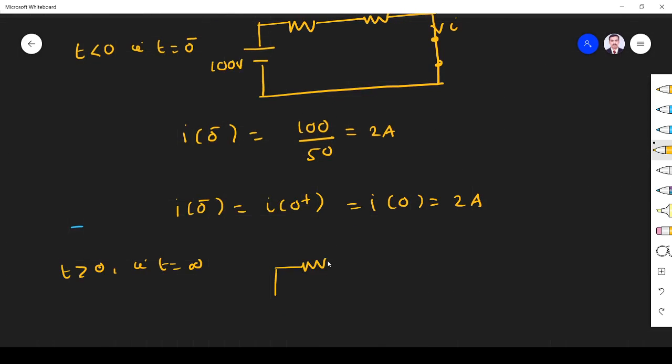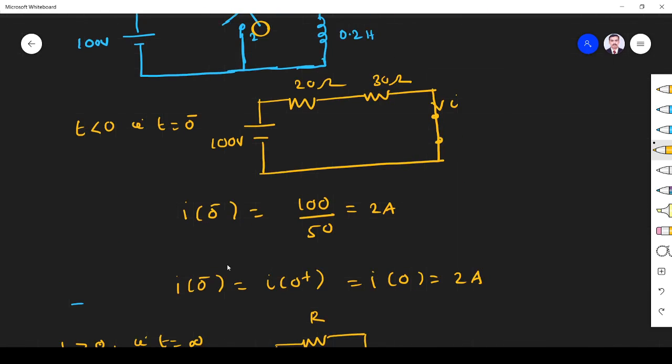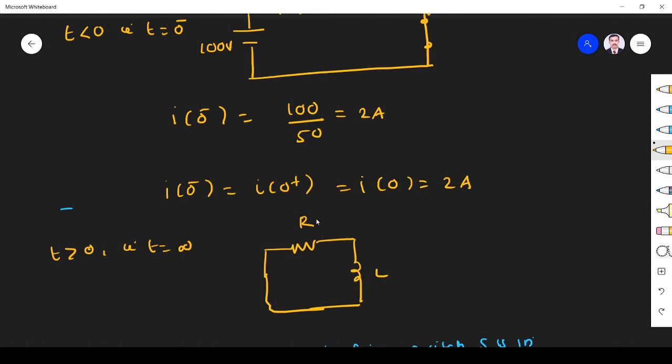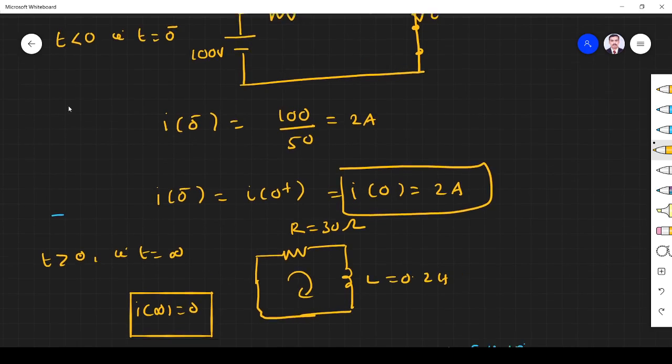So R of 30 ohm and we have L. What is the R value? 30 ohm, and L is 0.2 Henry. So what is the current flowing now? Now the current flowing through the circuit is 0. So I infinity is 0. So initial current is 2 ampere, final current is 0 ampere.